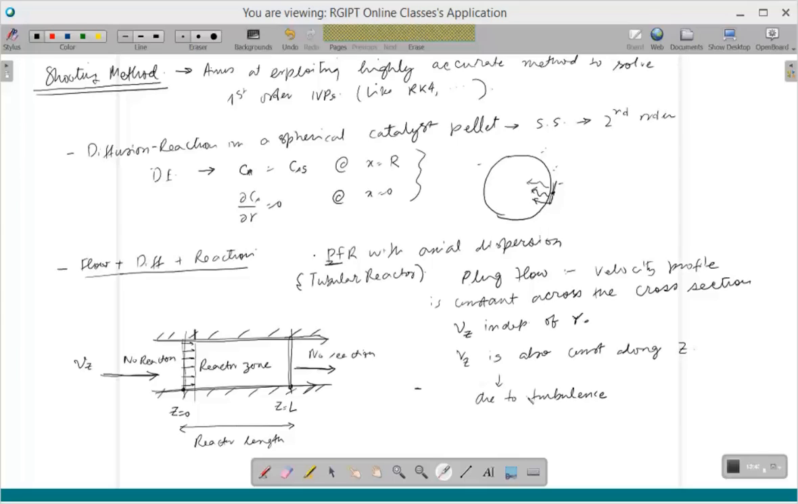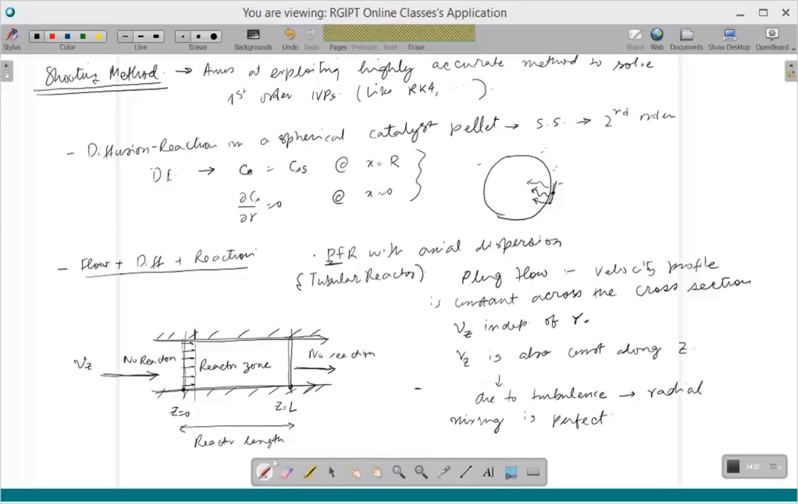So when you have turbulence, you have eddies which are actually small whirlpools of the fluid, and that leads to a mixing of material. So it's telling me that in this direction, the concentration of the species due to turbulence will be perfectly mixed. So along the radial direction, there will be perfect radial mixing, meaning the concentration will also be uniform across the radius, across the cross section.